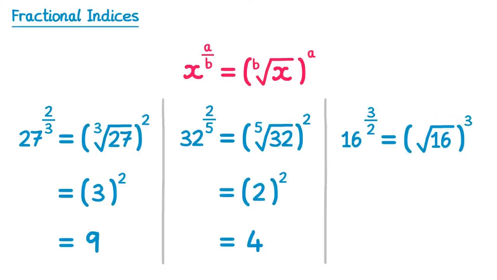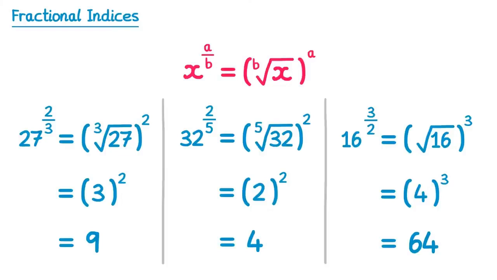So the square root of 16 is just 4, so we've got 4 cubed. And 4 cubed is 4 times 4 times 4, 64. So whenever you have a fractional index like this, you use the bottom number to tell you which root to do, and the top number to tell you what power to raise it to afterwards.